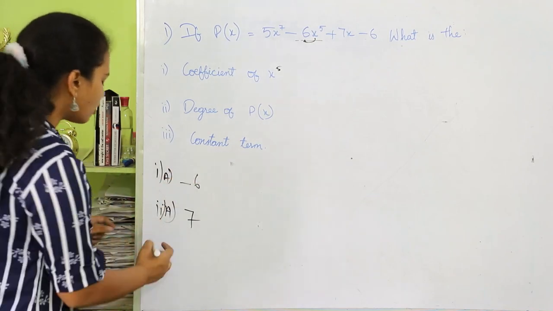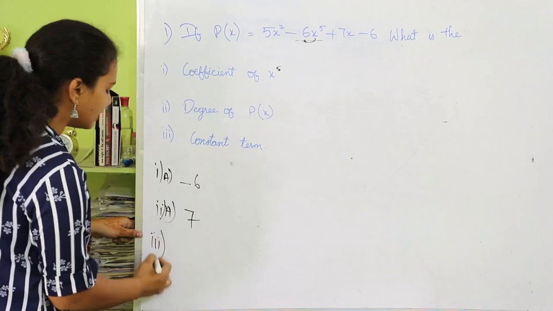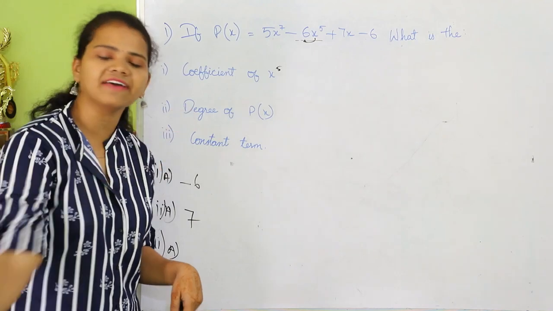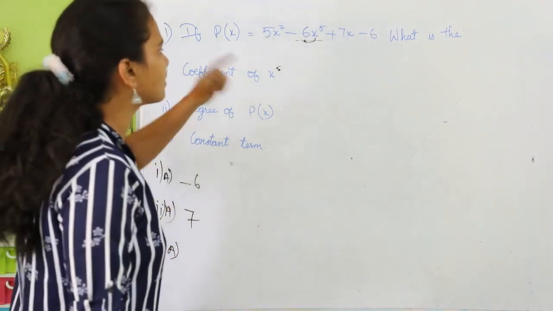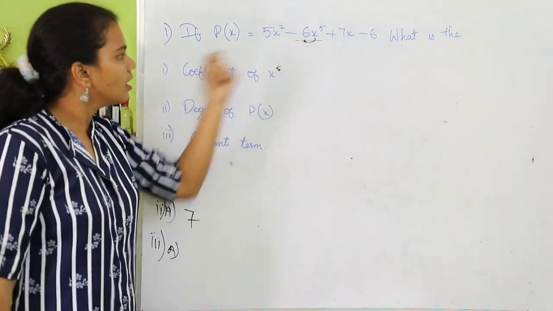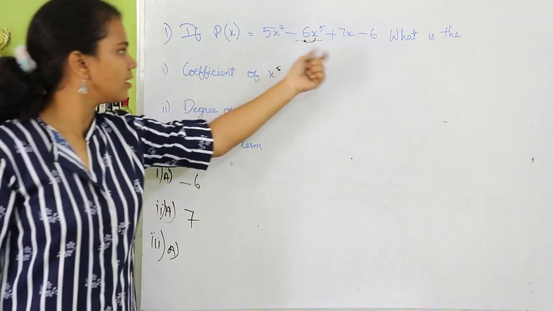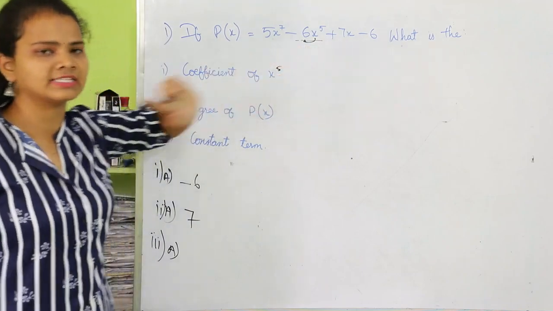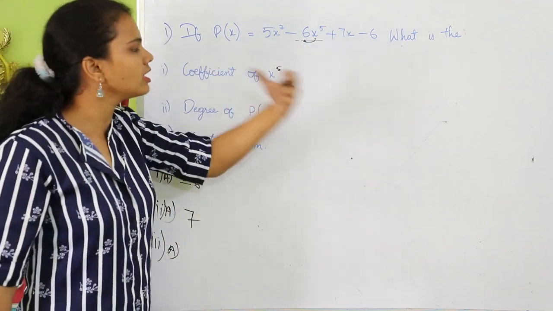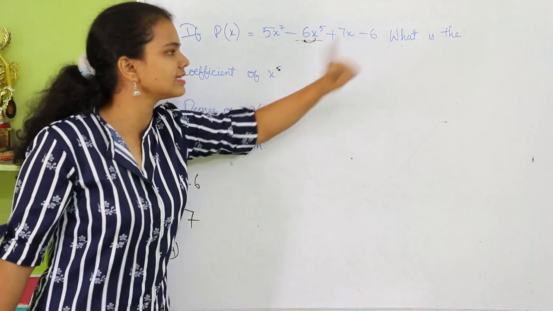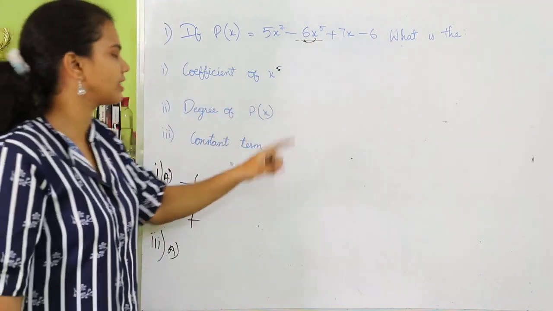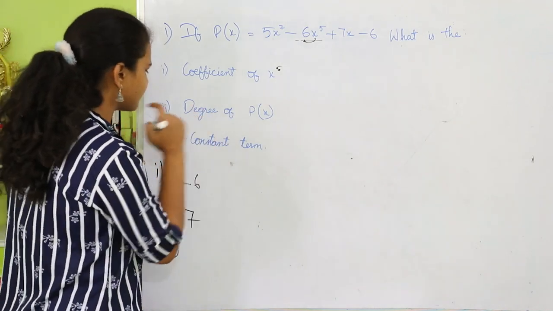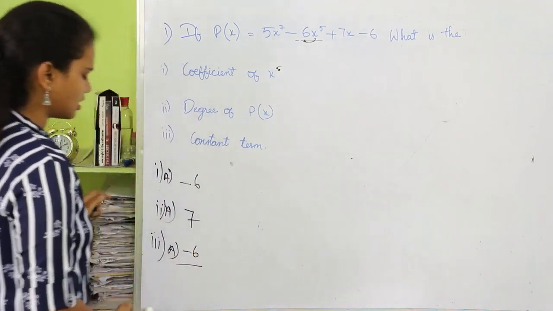Next, constant term. Constant term is nothing but, you remember, a number. It's a constant number. The number which is not having any variables. Variables means what? x, y, z, etc. So what is the constant term in this given polynomial? The number which is not having any variables is known as the constant term. It won't have any variables. It's like a single one, I am the only single guy. So here minus 6 is the constant term, and minus 6 is the correct answer.